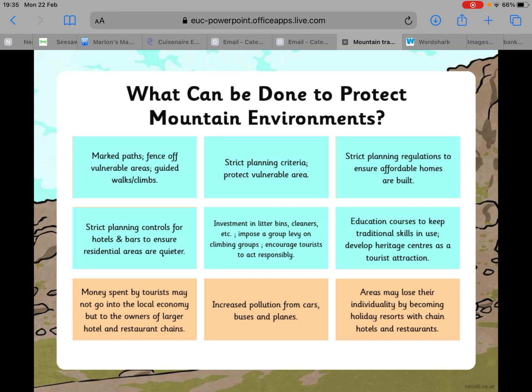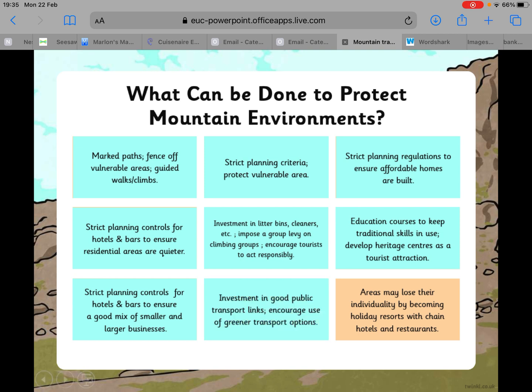Money spent by tourists might not go into the local economy, it might go to people that own those big companies, those large hotels and restaurant chains, and that's not fair when it could be going into the local smaller businesses. So again, you need strict planning controls for the hotels and bars to make sure that the smaller, local, traditional businesses can stay open, that they still get lots of profit, and it doesn't just go to the large international companies.